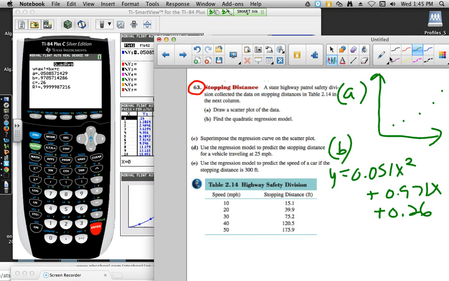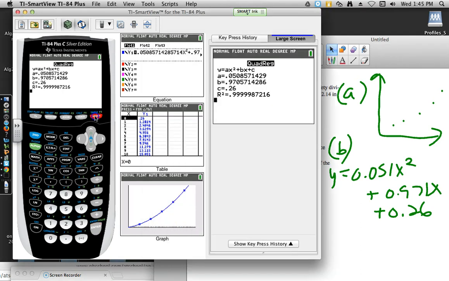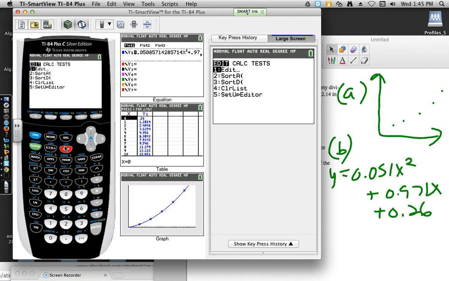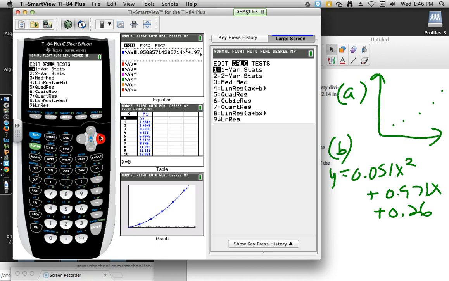C says superimpose the regression curve on the scatter plot. Well, like I told you, that's what I wanted to see. So I'm going to hit graph. And we want to take a look at how good a fit that is. And we can see it's a very good fit. It's going through all those points. And if we go back to the main screen and take a look at that quadratic regression that we had, calculate, because what we want to see is that R value.